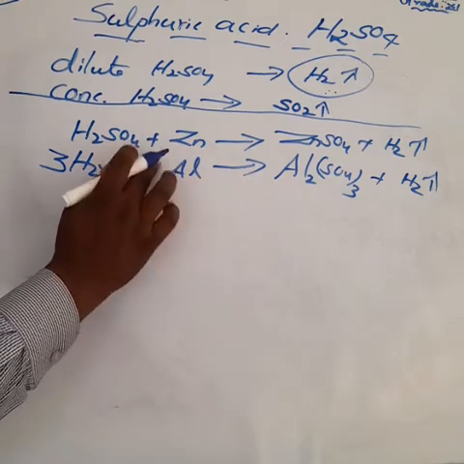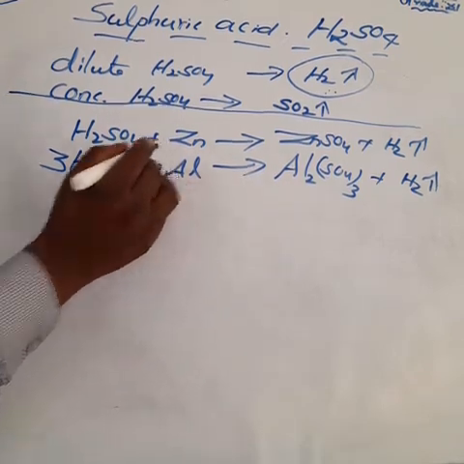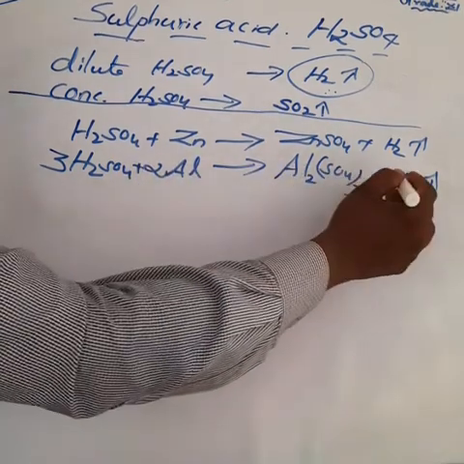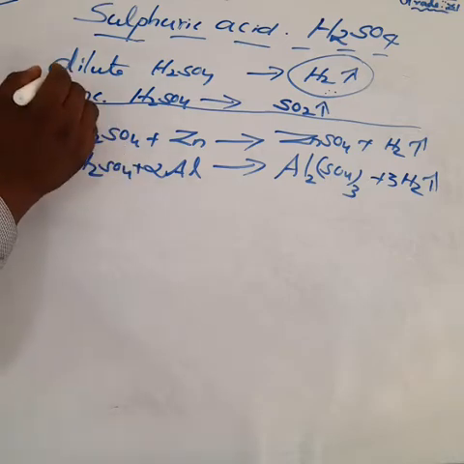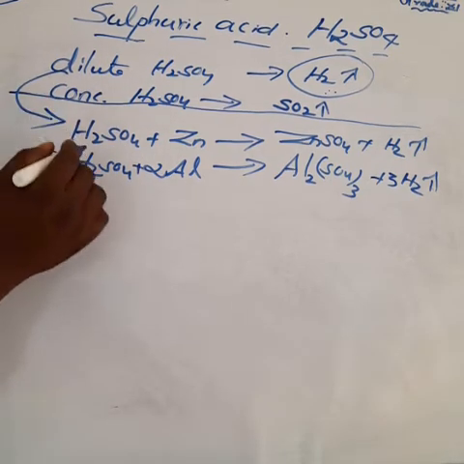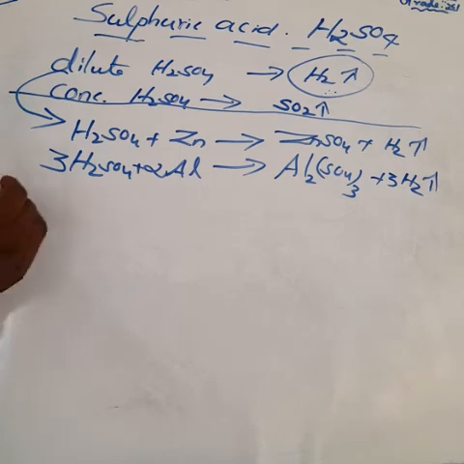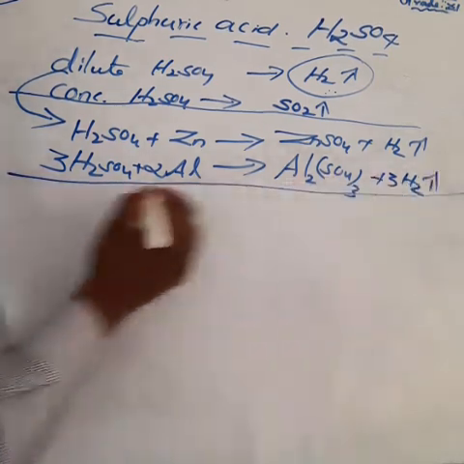How much aluminum is there? Al2. So make it 2 Al. Now how much hydrogen is there? 3 H2. Okay, now the equation is balanced. Don't forget, this is about the dilute sulfuric acid. Dilute sulfuric acid liberating hydrogen. Next about the concentrated sulfuric acid.